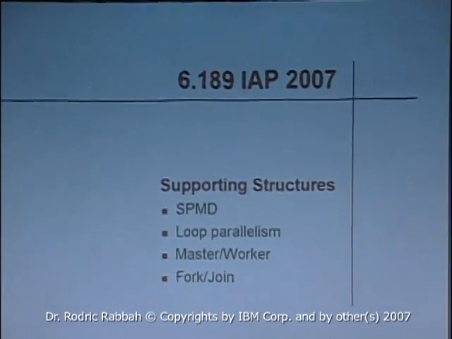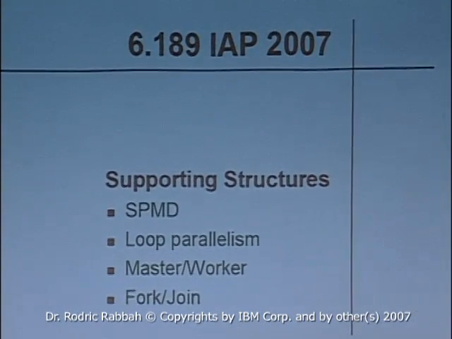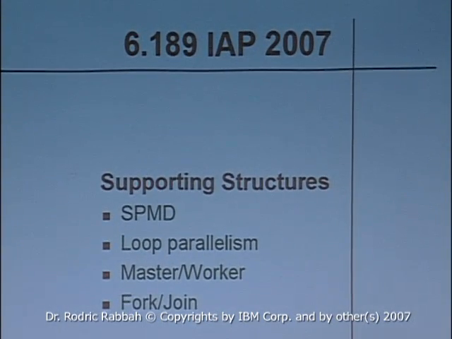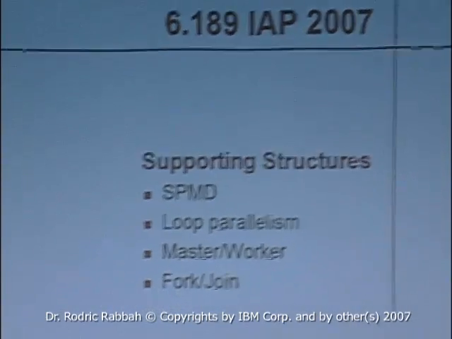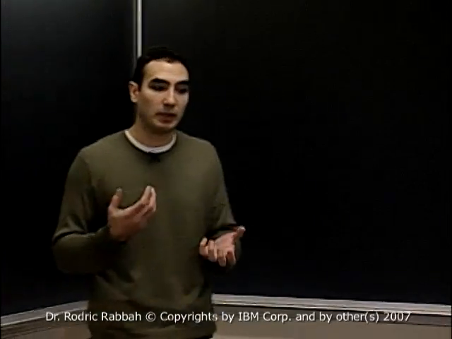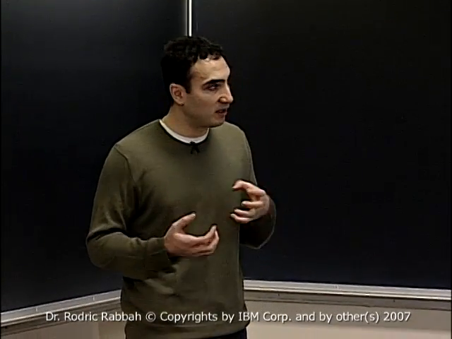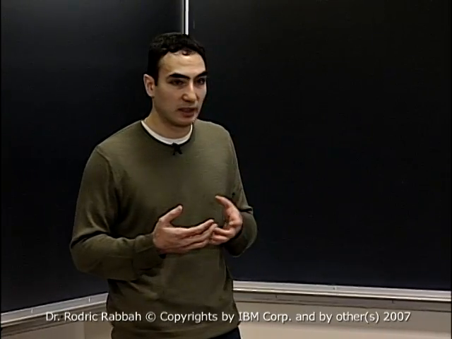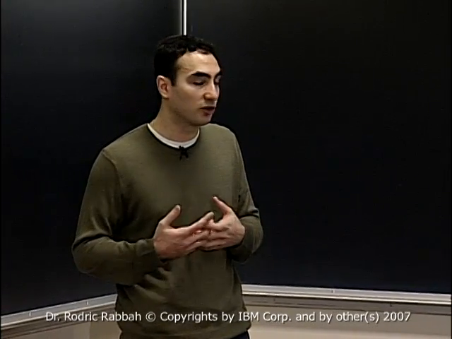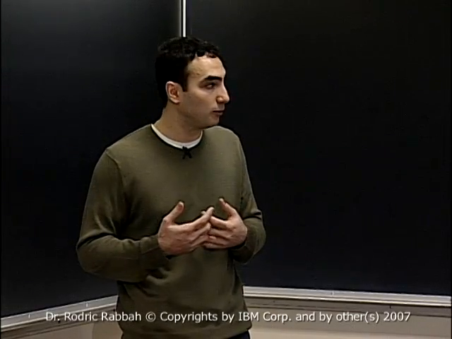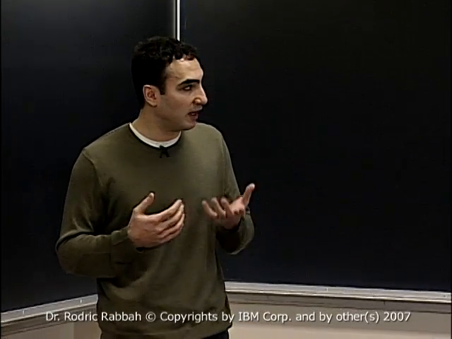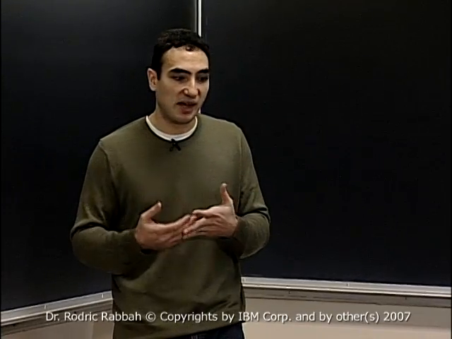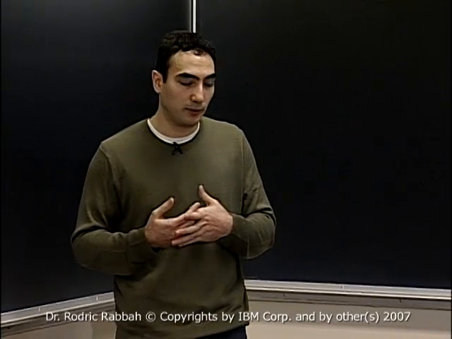block computation progress. So given these three organizational structures, where I can organize my computation by tasks, or by the flow of data, or by the pipeline nature of the computation, what are the supporting structures? How do I actually implement these? There are many different supporting structures. I've identified four that occur most often in literature and books and in common terminology. Those are SPMD, loop parallelism, the master worker pattern, and the fork join pattern.